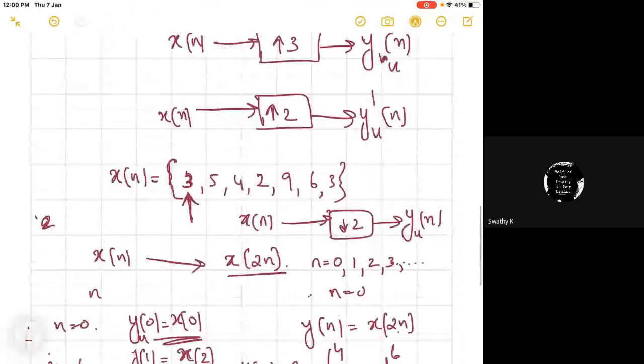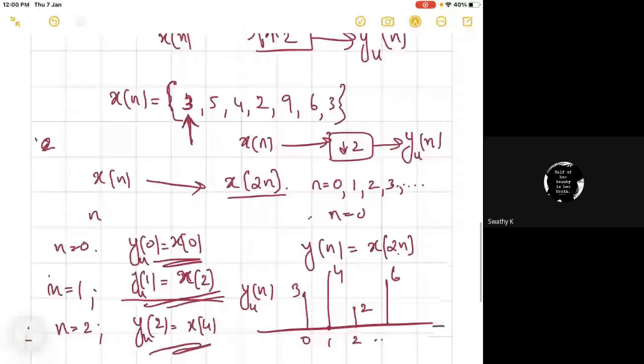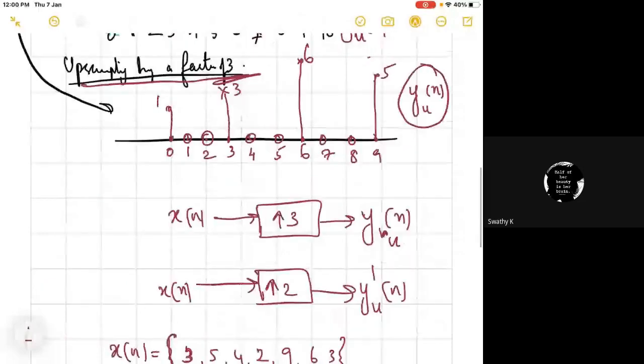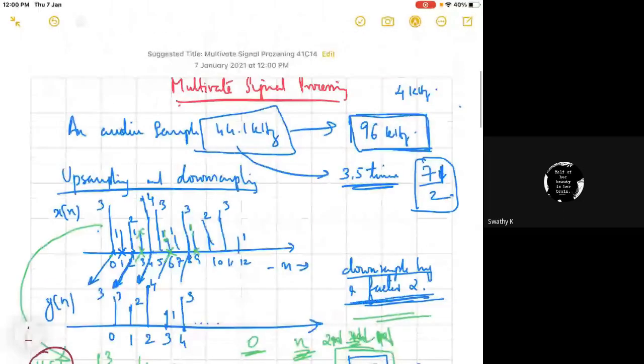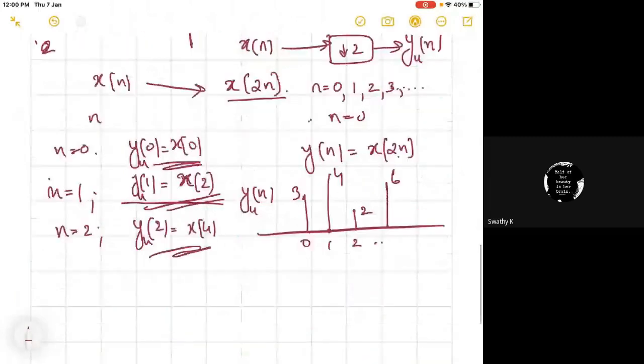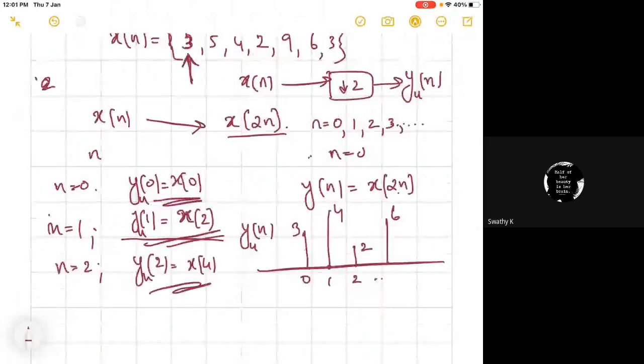We are seeing the equations for downsampling and upsampling. We just saw what upsampling and downsampling are. Now we are seeing what the equations governing upsampling and downsampling are. First we are seeing downsampling, so this should be yd of n. Yes, correct. So this is the downsample version yd of n.